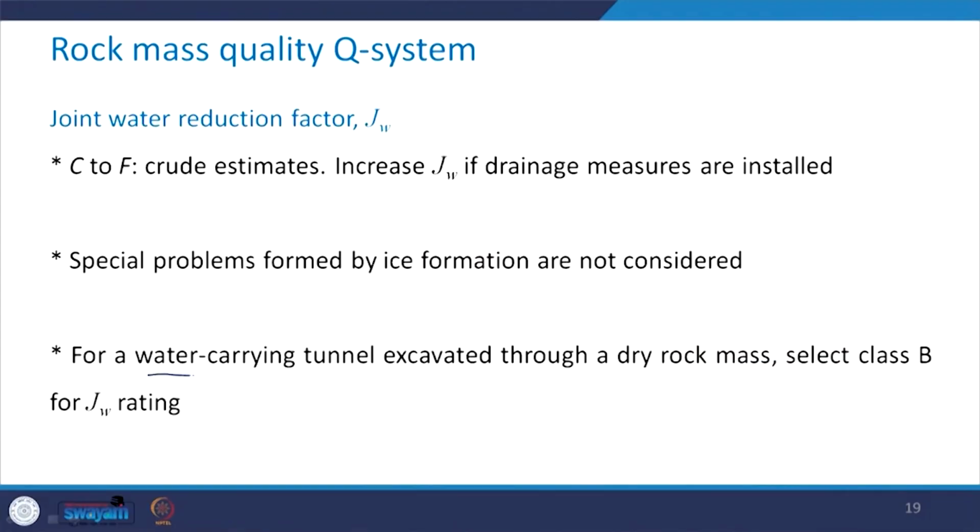For a water carrying tunnel excavated through a dry rock mass, we need to consider the class B for this JW rating. This is the point which should be noted because this category was not mentioned in the table. So, in case you have such a situation, although the rock mass is dry, but the tunnel which is excavated through it is carrying the water, we need to pick the rating corresponding to class B.